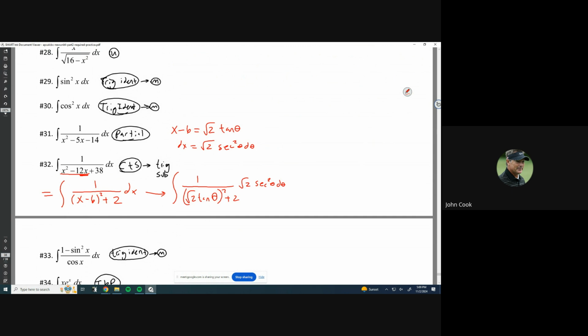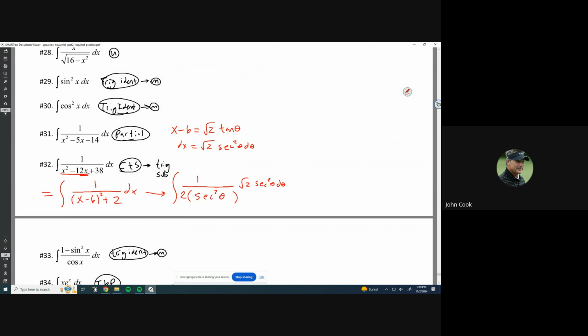So if I were to square the square root of 2 tangent of theta, that would become positive 2 tangent squared theta. And then notice that I've got a 2 here and a 2 here, so I'd factor out the 2 from that. So I'd get 2 times tangent squared of theta, and then if I divide 2 by 2, I get 1, so plus 1. And remember that tangent squared of theta plus 1 becomes secant squared. So this whole thing just becomes a secant squared.